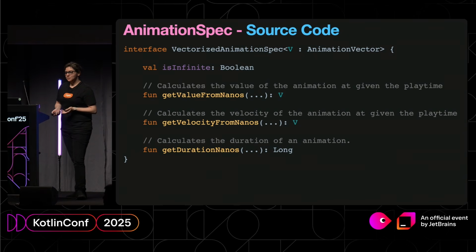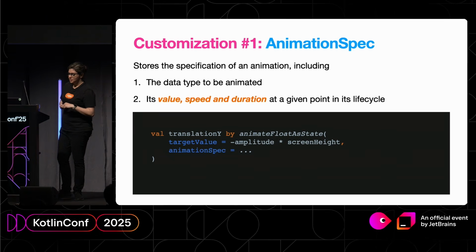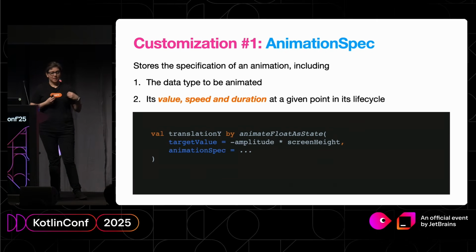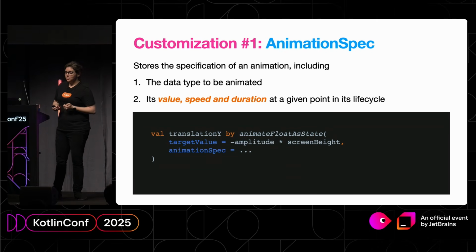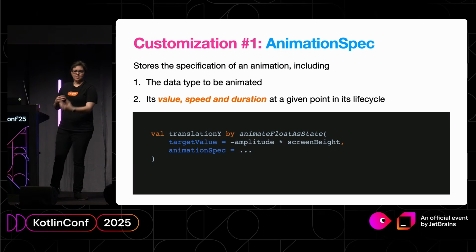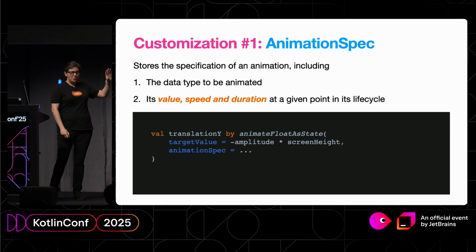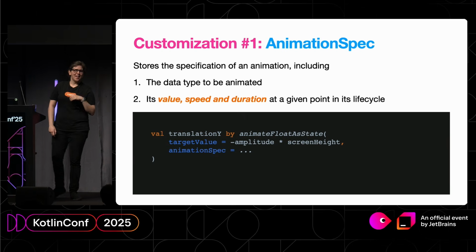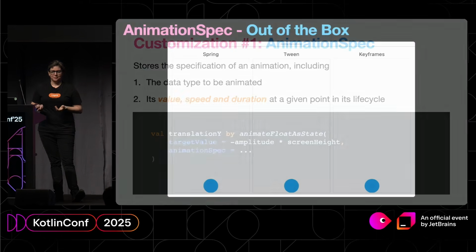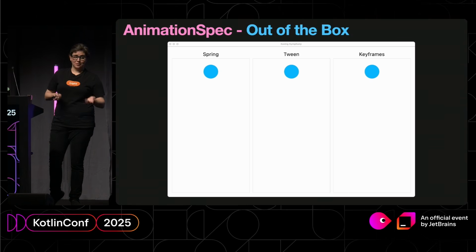So with this information, we can go back to our previous definition and update it: yes, it stores the specification of an animation, including the data type to be animated, but it also stores the value, speed, and duration at a given time in its life cycle, right? But don't worry, this was just me indulging myself. You actually don't need to know any of this, because a lot of animation specs come out of the box. So you don't need to create anything or really understand them too much in order to use them.